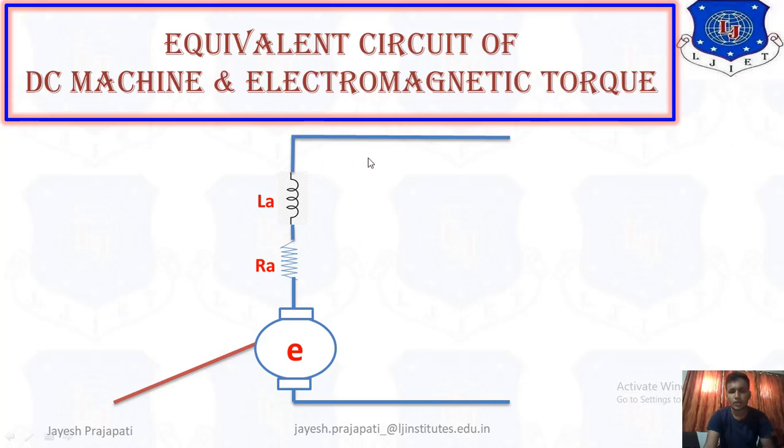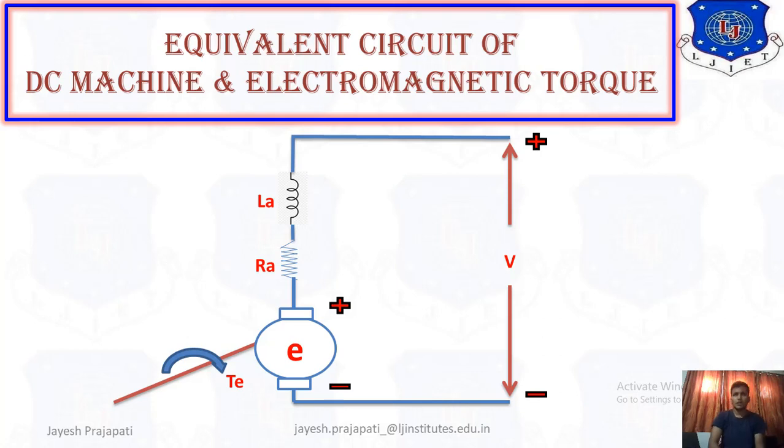Across this armature circuit we connect the DC voltage supply with polarity plus minus, and across the armature there is also the induced EMF, plus minus E. At the shaft of the DC motor we have first the torque TE, the air gap torque, and second the speed omega m, the angular speed of the DC motor. So that is the equivalent circuit.